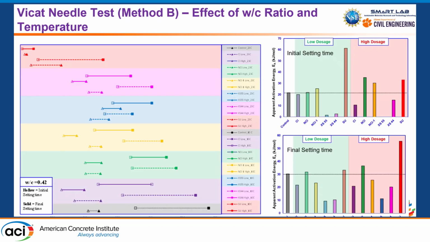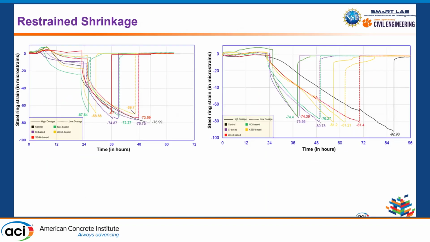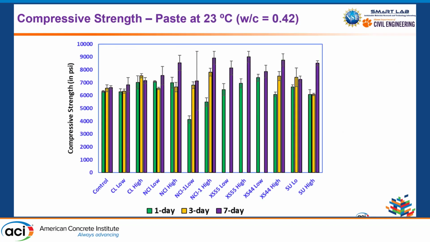We also looked at the activation energies. This is the last part I'll discuss today. At 0.42, activation energies of all these admixtures for initial setting time and final setting time were significantly less than control. But when we went to a lower water cement ratio, the activation energy significantly increased, except for NCL, where they behave as setting accelerators at 10 degrees centigrade as compared to 23 degrees centigrade. We did some shrinkage tests, but we don't have the time to discuss these. If you want to learn more about this, we can discuss after the slides.